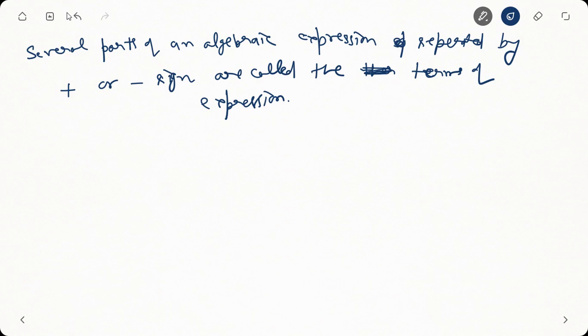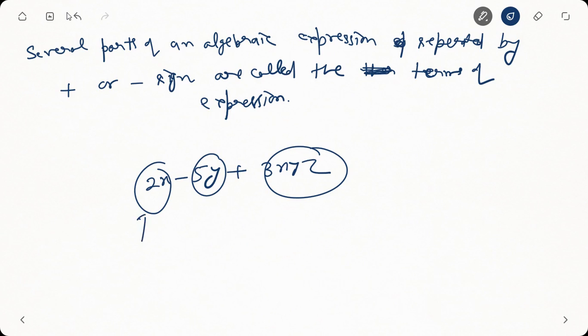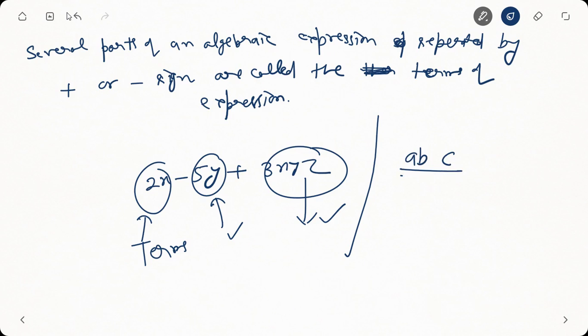Suppose there is an algebraic expression written as 2x minus 5y plus 3xyz. The individual terms which are connected by plus or minus are all called terms. This is a term, this is also a term, and this is also a term. For another example, if I say there is an algebraic expression ABC, it is an algebraic expression, but there is only one term, that is ABC only, right? Here in this algebraic expression, how many terms are there? 3, right? So till now we have talked about the algebraic expression and its terms. Now, depending on the number of terms present in an algebraic expression, we can also classify the algebraic expression into different types.